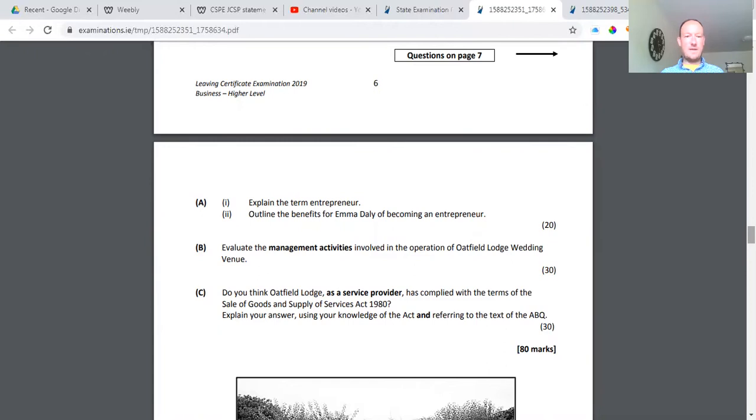Okay, so explain the term entrepreneur. And then you've got another question here, part A, outline the benefits for Emma Daly of becoming an entrepreneur. So let's now look at how they're going to break down the marking scheme for part 1 and part 2 of part A on the marking scheme.